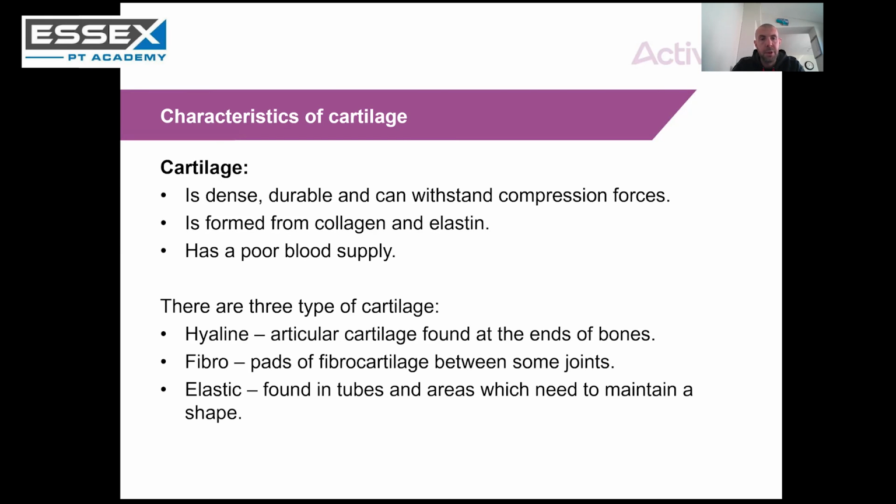Okay, three types: hyaline, fibro, and elastic. Hyaline is articular cartilage found on the ends of bones, so that's your padding for the end of your bones. Fibro, pads of fibrocartilage between some joints, and then elastic, found in tubes and areas which need to maintain a shape. Okay, so you've got three there.